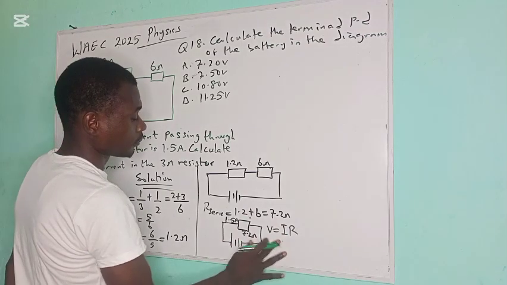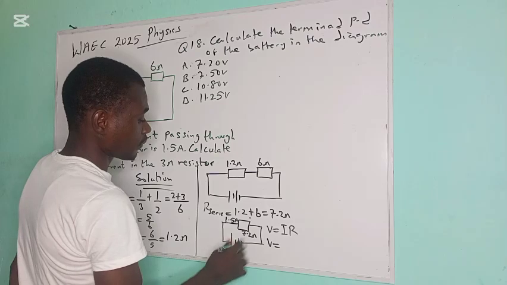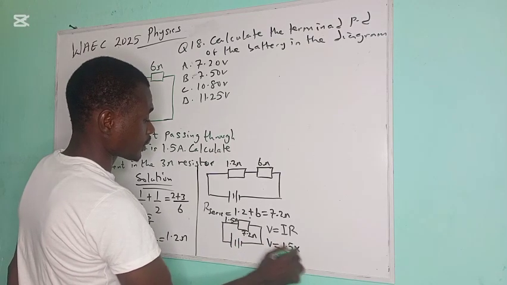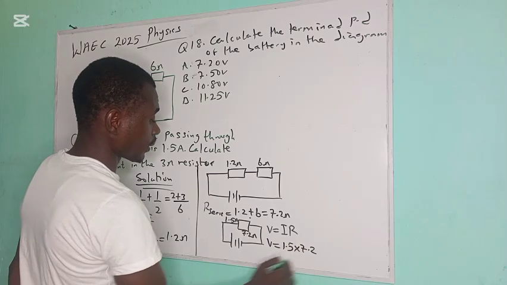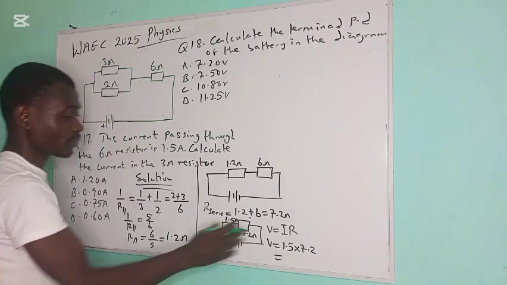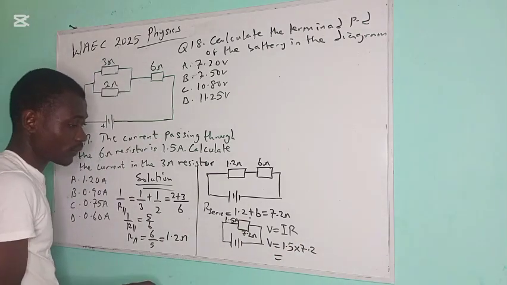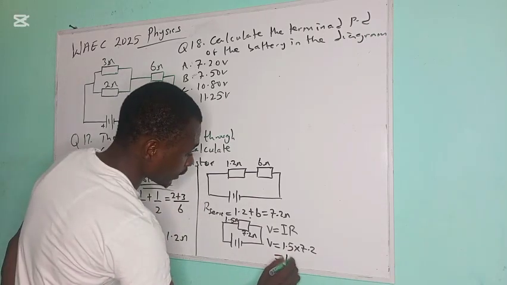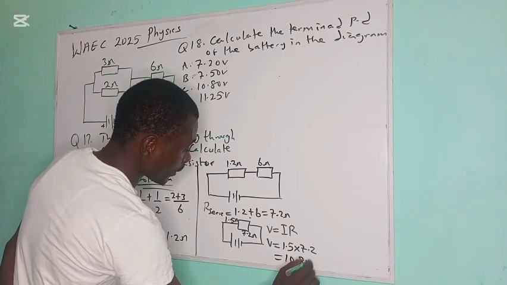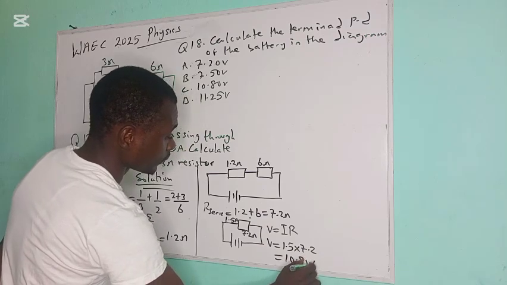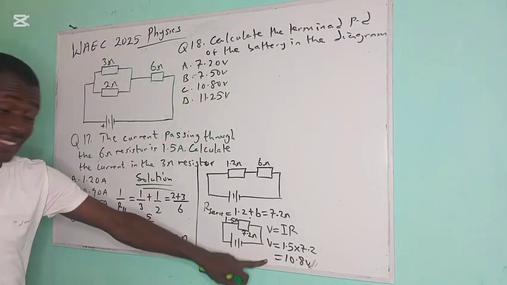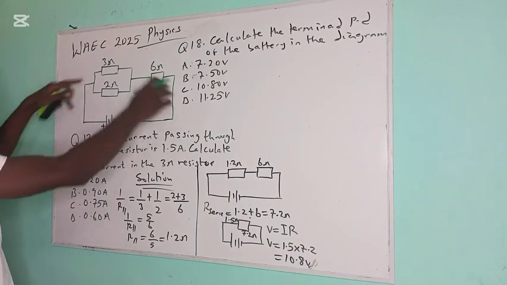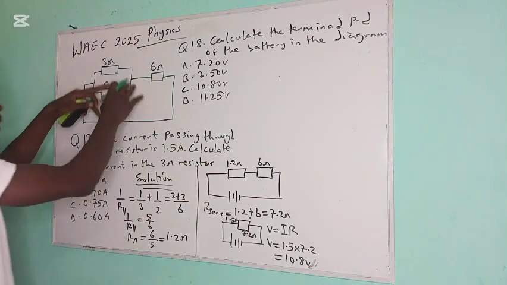So now V, the potential difference, is 1.5 times 7.2. If you press your calculator, that will give you 10.8 volts. That is the terminal potential difference supplied to the whole circuit.